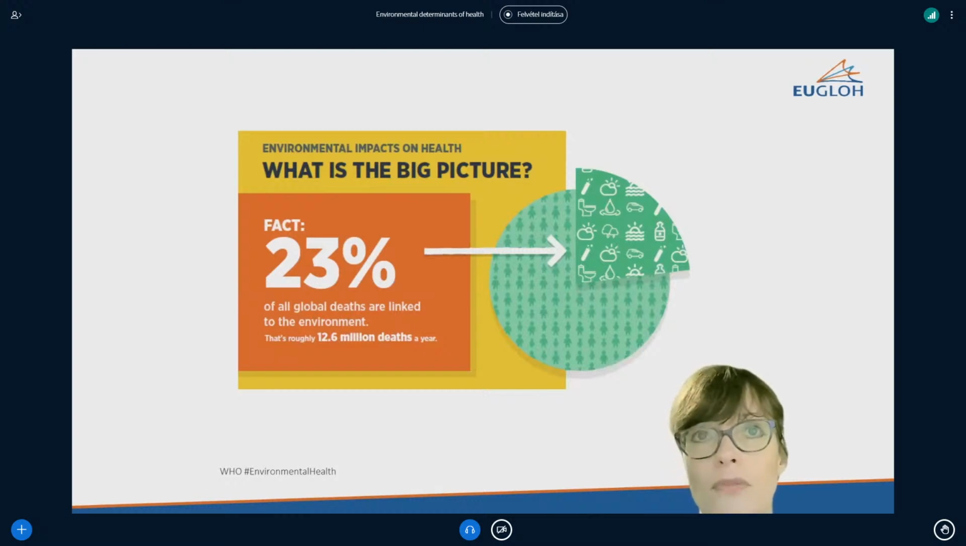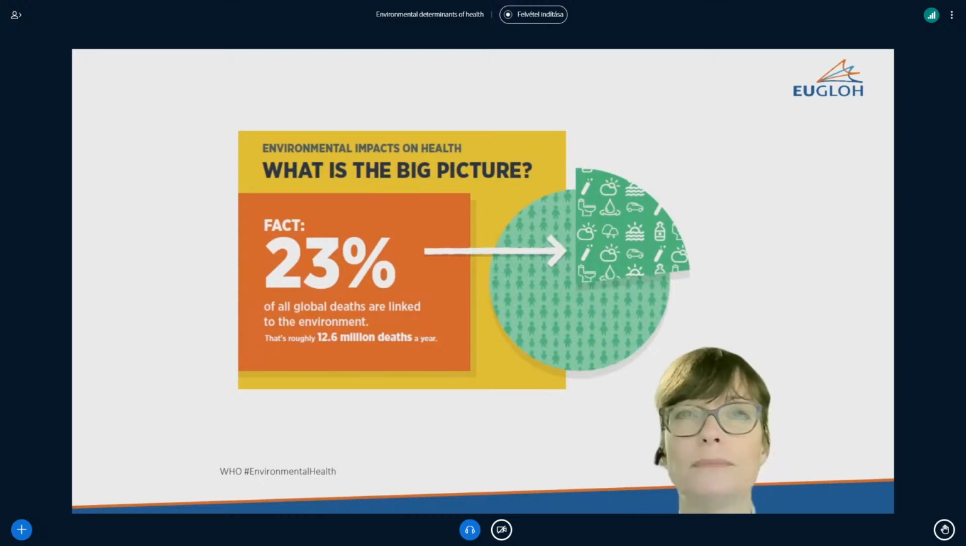Based on the estimates of this study, it was estimated for 2016, so 5 years ago, that 23% of global deaths are linked to the environment, which is about 13 million deaths a year. This is shown in the screenshot behind me, taken from a brochure by the WHO Environmental Health Group. So WHO stands for World Health Organization.